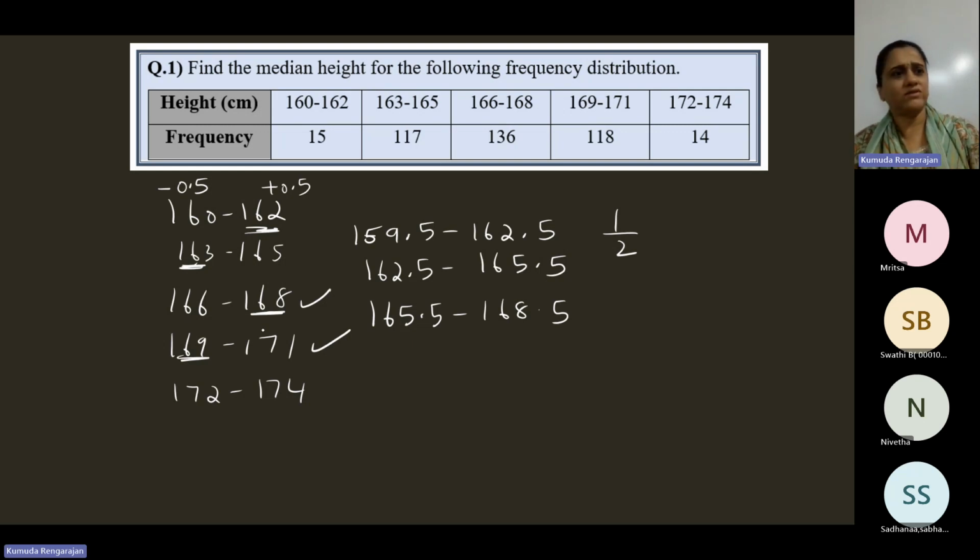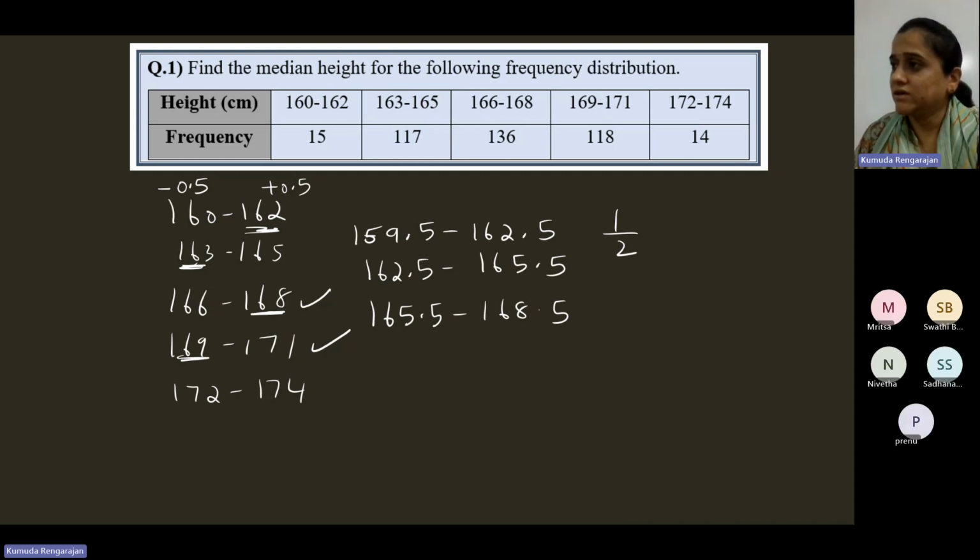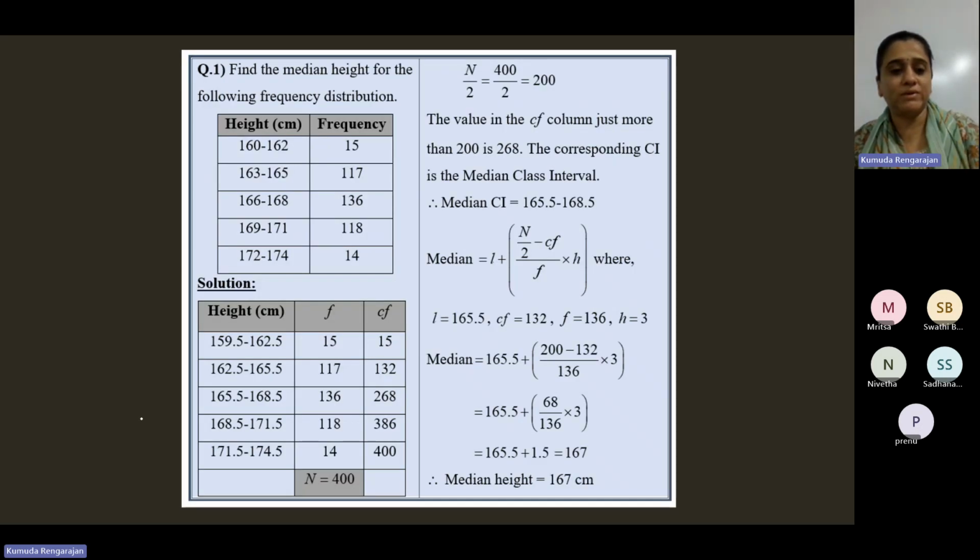Not that you'll get 1 always. You can get any number, but you should always divide by 2. What's the value? We get 1 by 2, 0.5. Subtract 0.5 from all the lower limits. Add 0.5 to all the upper limits. So the class intervals generated will become continuous.